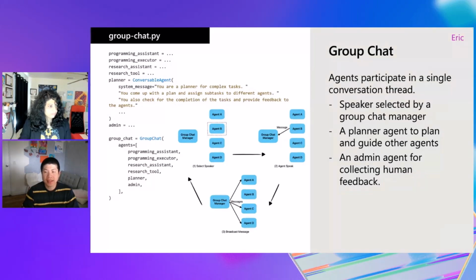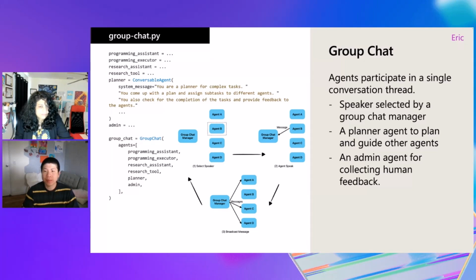A group chat has a set of participant agents and a group chat manager agent. All agents in the group chat work together on the same thread of conversation, much like a group chat in your favorite message app like Teams or Slack. The group chat manager selects the next agent to speak. The selected agent generates a response and the message is broadcast to every other agent in the group chat. Let's take a look at the code.